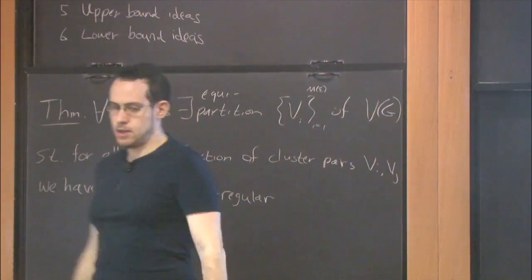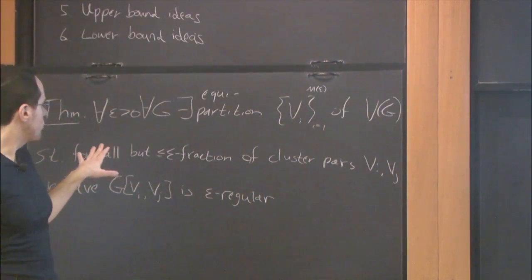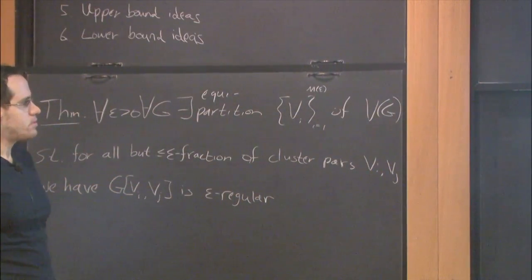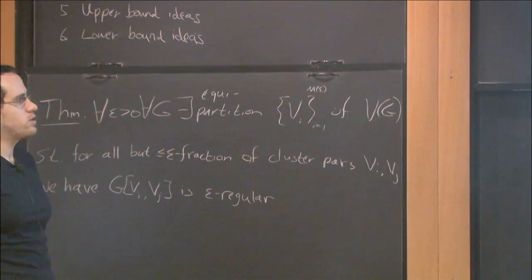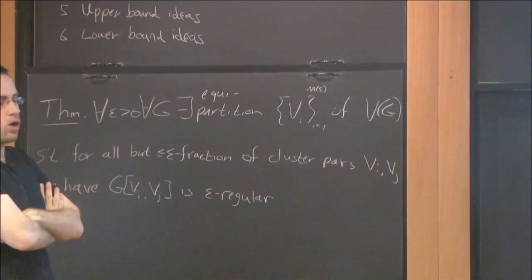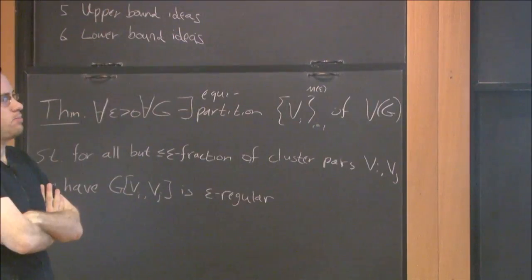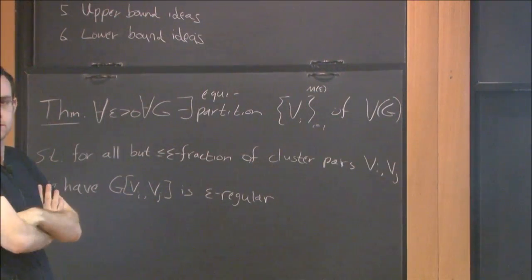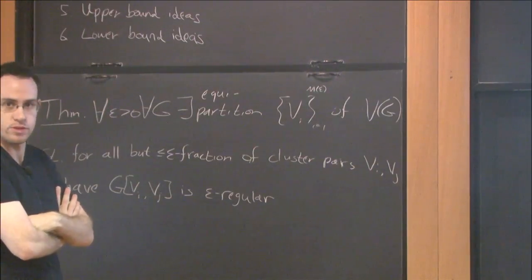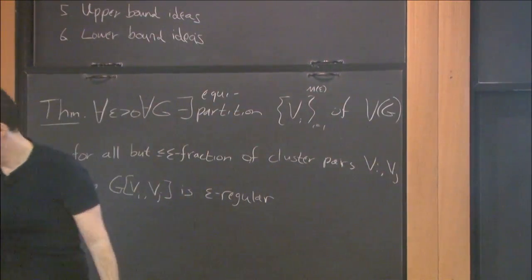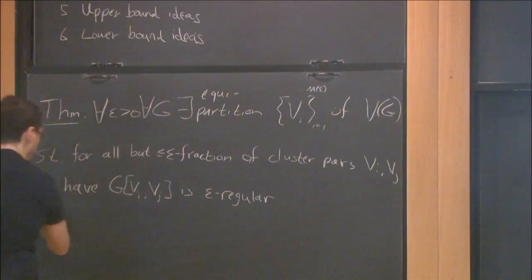Okay. As an exercise, just to say that we follow this definition, what if I were to remove all the edges between cluster pairs that are irregular, that are not guaranteed to be regular by this statement? How many edges do I remove in this way? Okay, so let's calculate this.